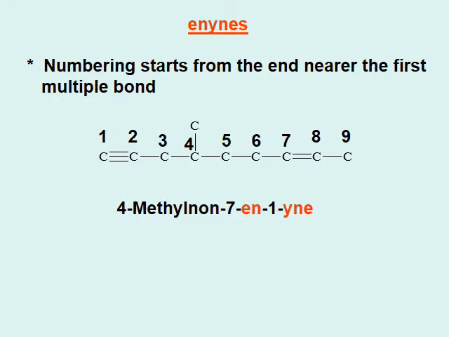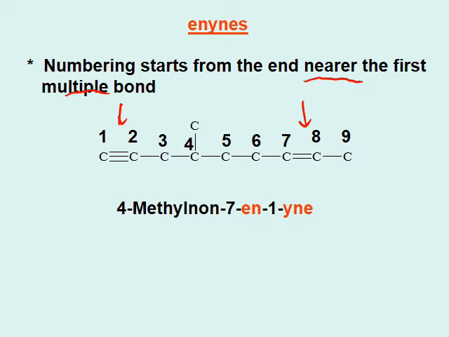Now let's name an enyne compound. In other words, it has both a triple bond as well as a double bond. This is the triple bond and this is the double bond. Now, numbering starts from the end that is nearest to the first multiple bond. It doesn't matter whether it's a double bond or triple bond. So I had to start numbering from the left-hand side because that gives the smallest possible number to a multiple bond.